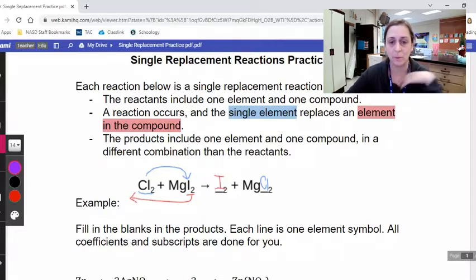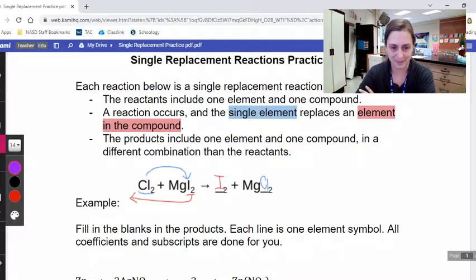The reactants include one element and one compound. A reaction occurs and the single element replaces an element in the compound. The products include one element and one compound in a different combination than the reactants. Let's look at the example.